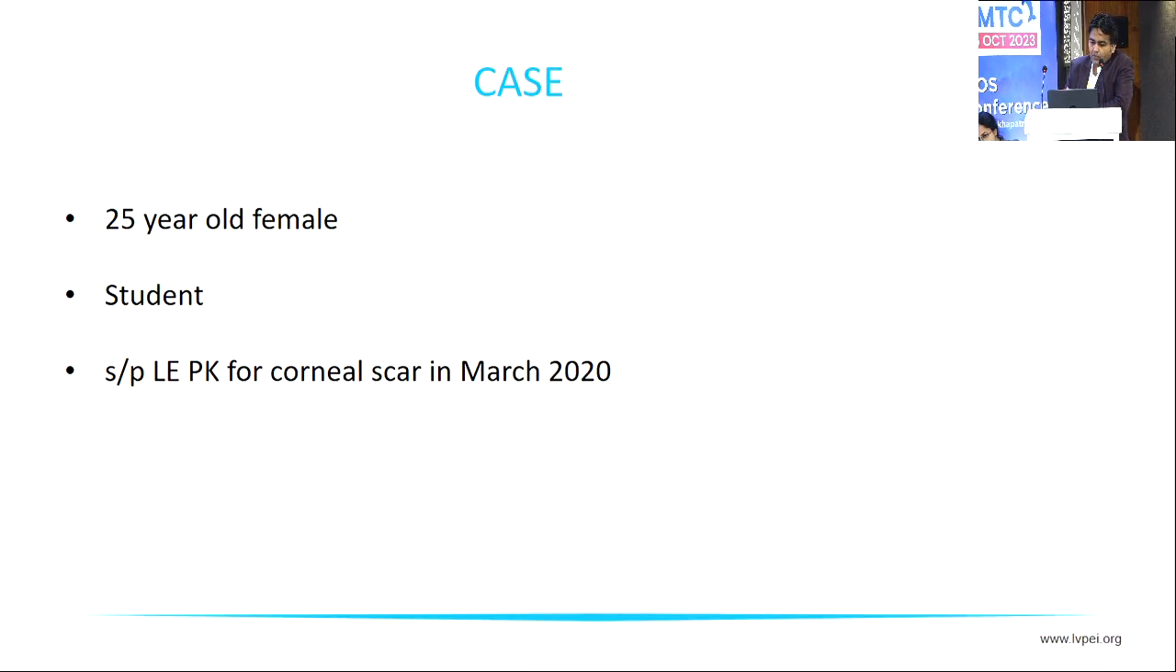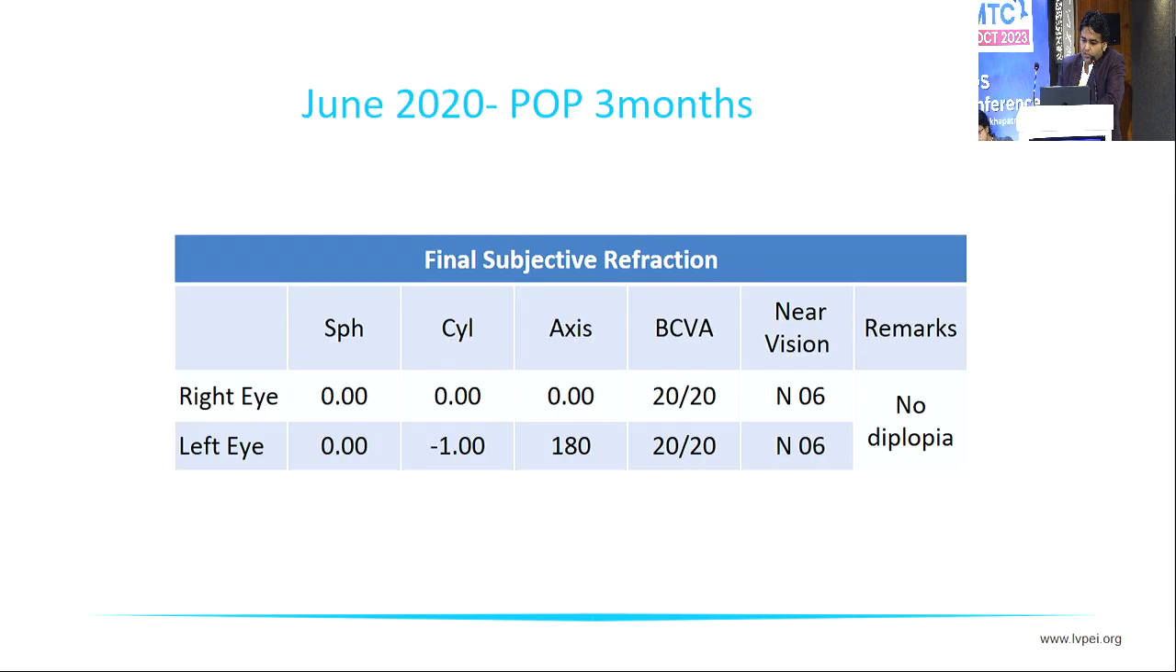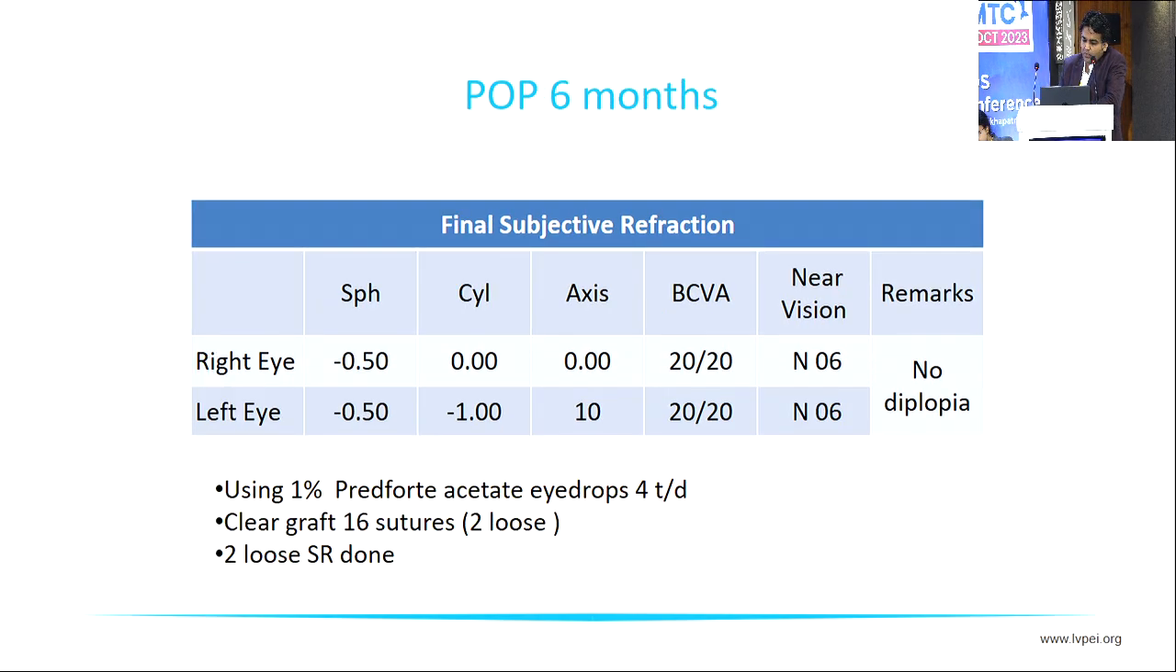Another case, a 25-year-old male student. He underwent left eye PK for a corneal scar in 2020. This is the post-keratoplasty picture. If you see the left eye after 3 months, the vision is 20/20 and the astigmatism is -1. At 6 months in 2020, astigmatism is only -1.